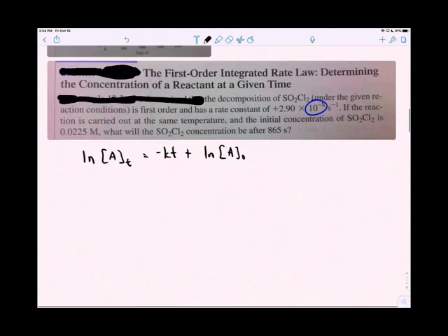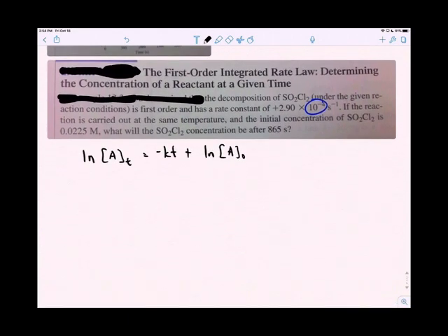Okay, so let's do this for an example. The decomposition of SO2Cl2 is first order with that rate constant, at the same reaction temperature, and the initial concentration is 0.0225 molar. What was the concentration after that much time?